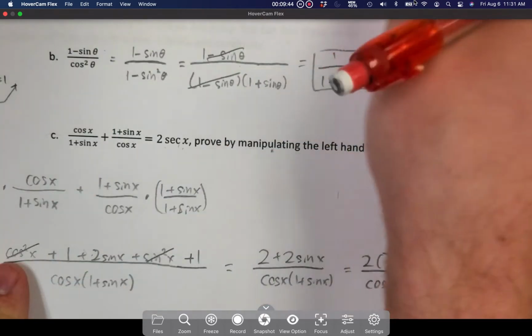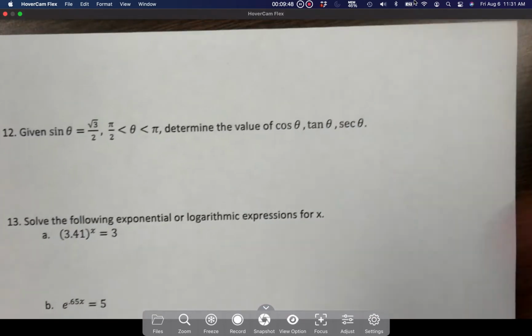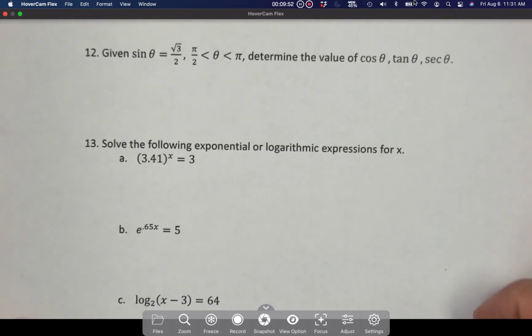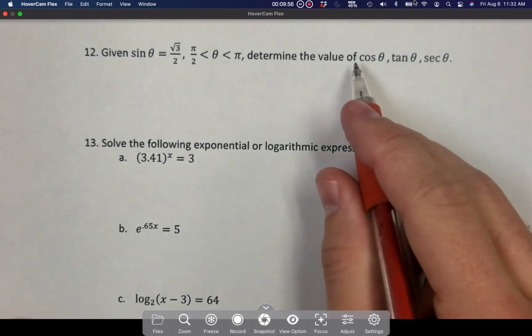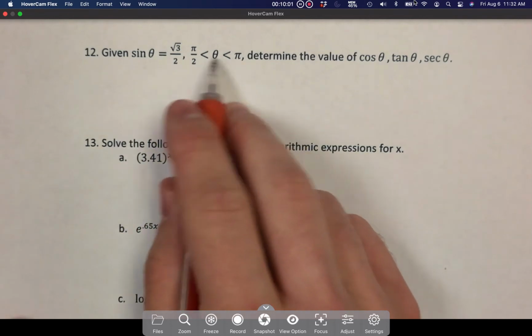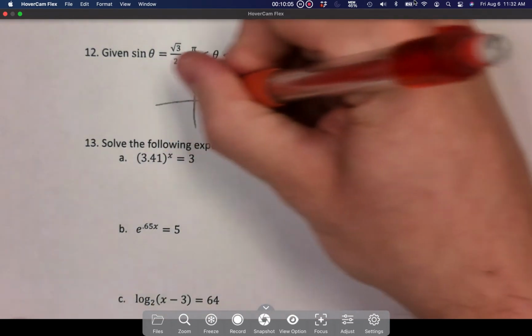All right. And now we've got our last section. Let's see if I can do this somewhat quick. Given that sine is root 3 over 2, determine the values of cosine, tangent, and secant. All right, well, I've got that sine is root 3 over 2, and that my theta is, that's a fancy way of saying quadrant 3. Let's draw that out.